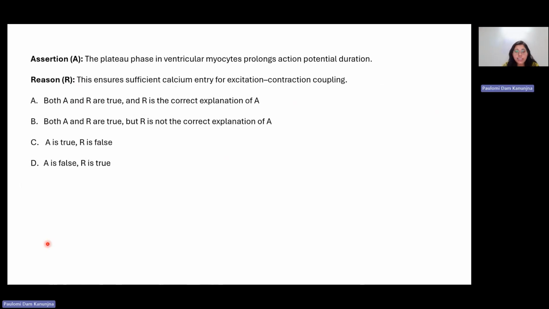Okay, and the last question for today's session. The plateau phase in ventricular myocytes prolongs action potential duration. This ensures sufficient calcium entry for excitation-contraction coupling. Correct, right? Both of these statements are correct and both of these explain each other. In a sense, your plateau phase is there because you need your calcium entry, which is required for proper contraction, right?